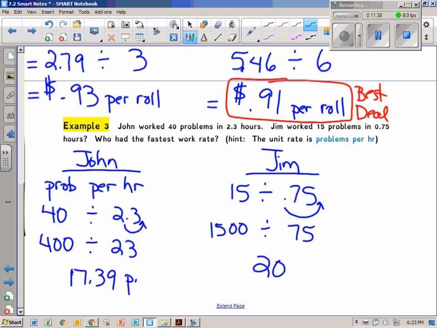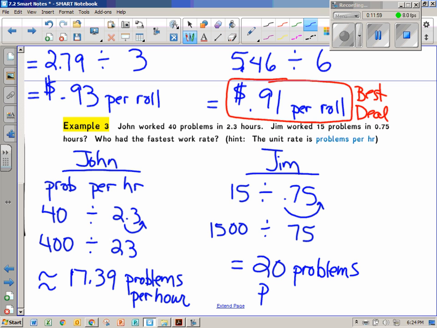So remember, both of them are problems per hour. So John is working about 17, so I'll just put approximately here. And Jim is working 20 problems per hour. You know, and think about it, he did 15 problems in 3/4 of an hour. So every 15 minutes he was doing 5 problems, so it makes sense that in an hour he could do 5 more, so it'd be 20. So who has the fastest work rate?